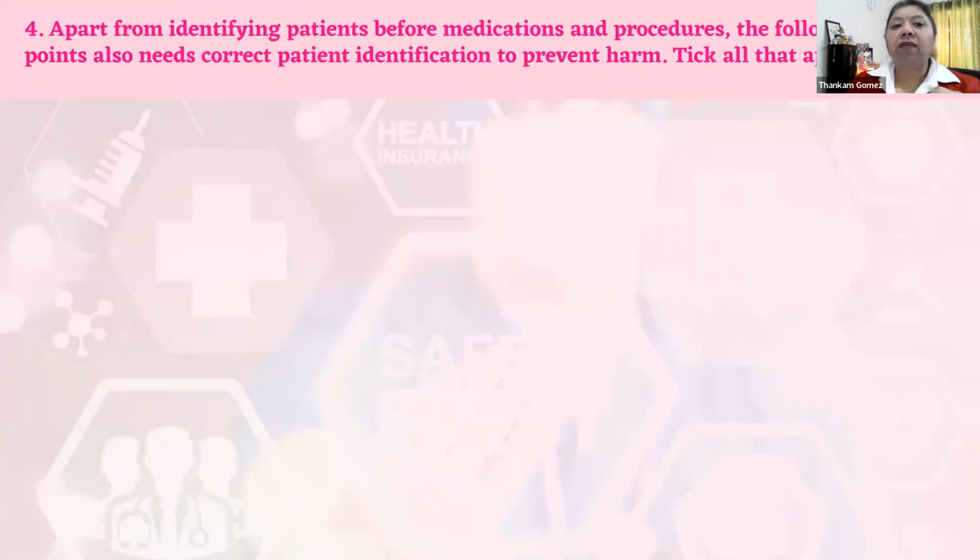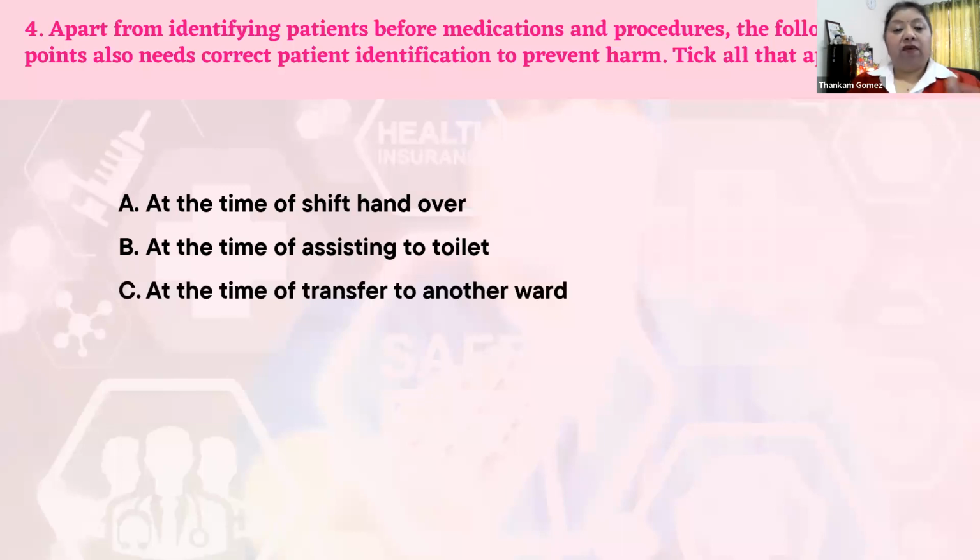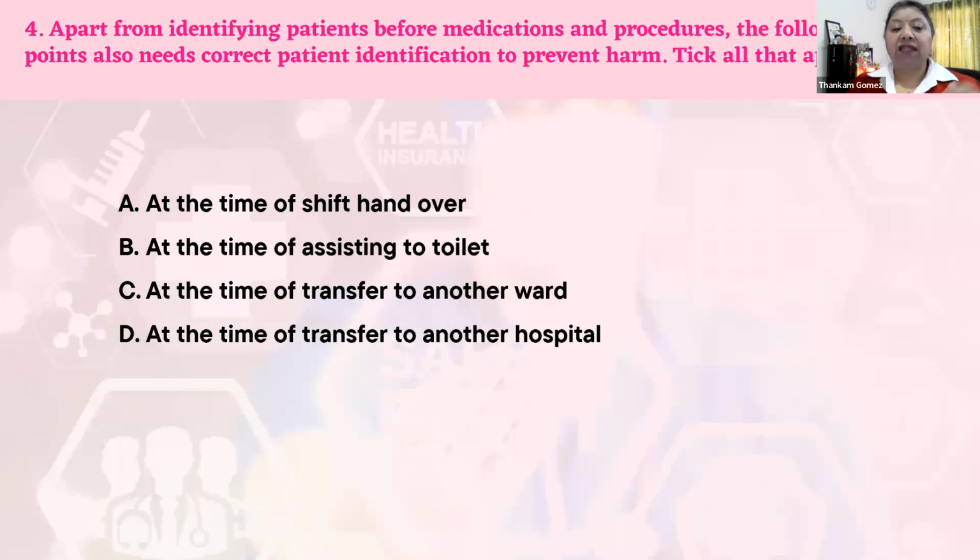So number 4, apart from identifying patients before medications and procedures, the following touch points also need correct patient identification to prevent harm. We already discussed some of the occasions where you mandatorily must identify the patient. Now there are also some touch points where you have to ensure that you identify the patient mandatorily. Now tick all that apply, select all the correct answers. A, at the time of shift handover. B, at the time of assisting to toilet. C, at the time of transfer to another ward. D, at the time of transfer to another hospital.